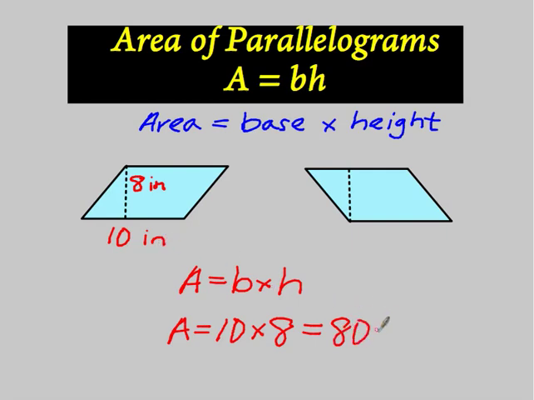And since we said inches, we're going to put inches. We're always going to label our unit inches squared because it's area, or we can say square inches. So the area of that parallelogram is 80 inches squared. Now here it's upside down. What if we put the base up here because it's upside down, and the height here? Same thing. The base is 10, the height is 8. 10 times 8, 80 inches squared.